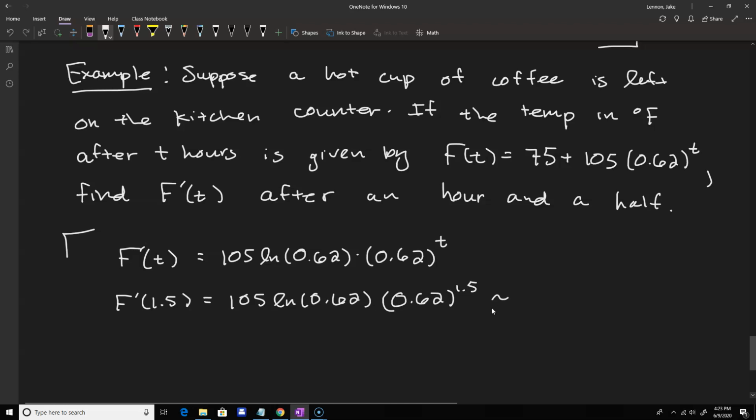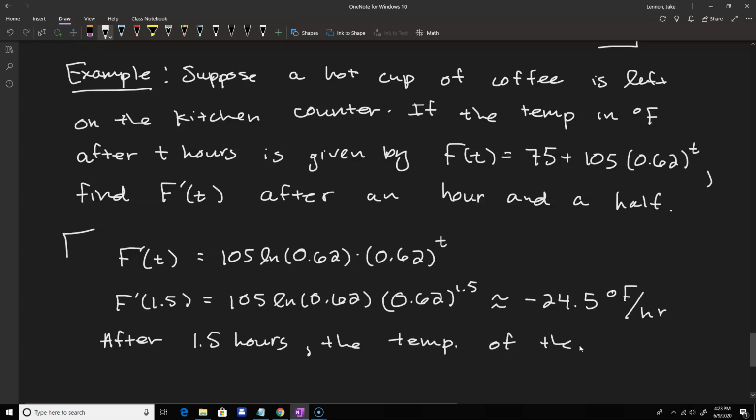So if you plug all this in, you get minus 24.5. And remember, with the derivative, the units are the units of the output variable, degrees Fahrenheit, per unit of input value, which is time here measured in hours. So if we want to interpret that, we would say after 1.5 hours, the temperature of the coffee is decreasing at a rate of 24.5 degrees per hour.